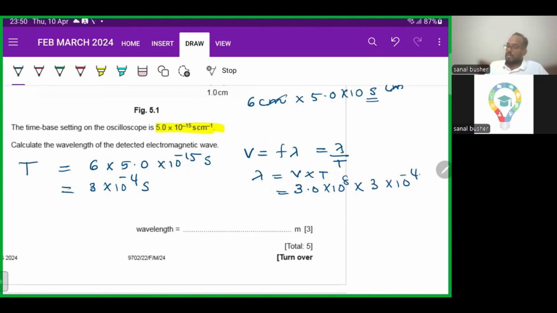Okay. Which is minus 14. Okay. So this is minus 14. So the wavelength will be 8 minus 14, 9. So 9 multiplied by this will 14 minus 6, right? 10 to the power minus 6. So this is the answer.